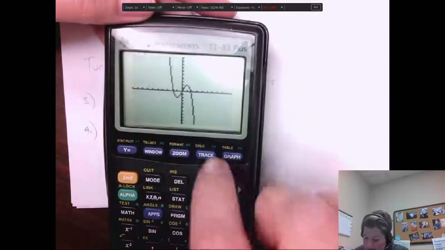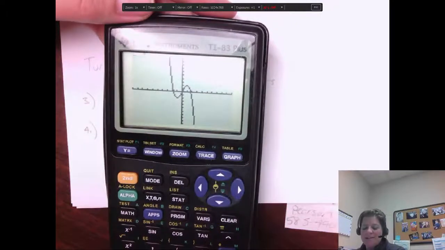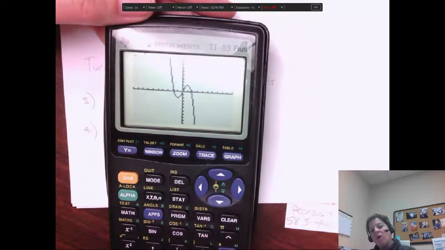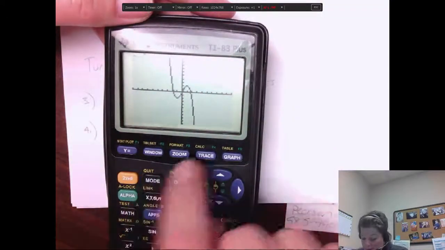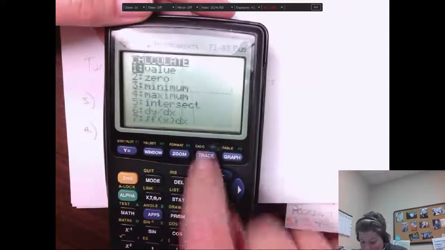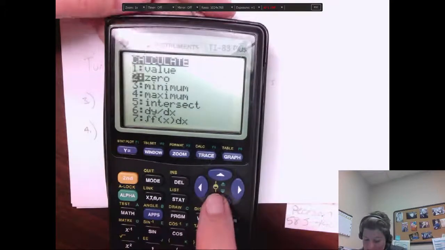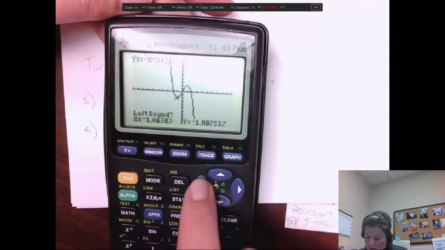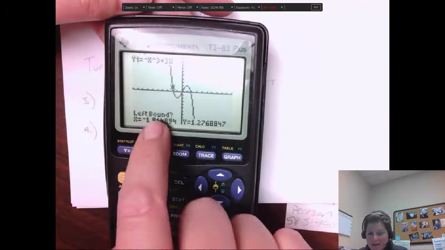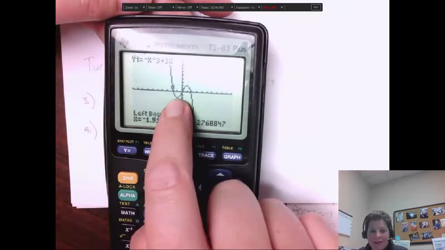On this calculator, and this kind of does the same thing in section 5.2, it's called a relative minimum or maximum, so you do it the same way. I go second, calculate, and I want to find the minimum or maximum. This one's a minimum, and you have to make sure you're on the left. It says left bound here. Here's the minimum that I want to find, that turning point.